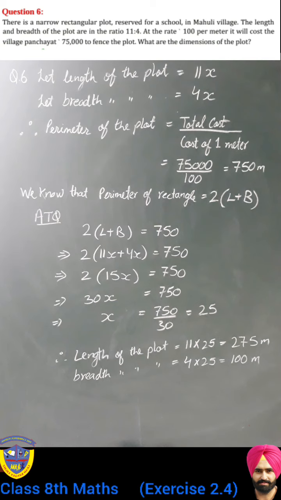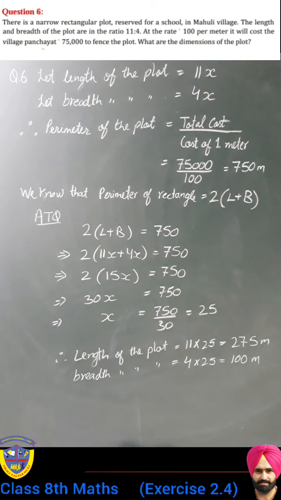Question number 6. There is a narrow rectangular plot reserved for a school in Moholi village. The length and breadth of the plot are in the ratio 11:4. So now length and breadth both are given in a ratio. So we will take the length of the plot is equal to 11x and the breadth of the plot is equal to 4x. Now read the next line.